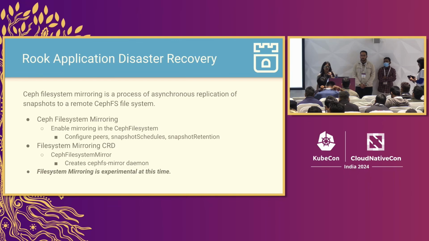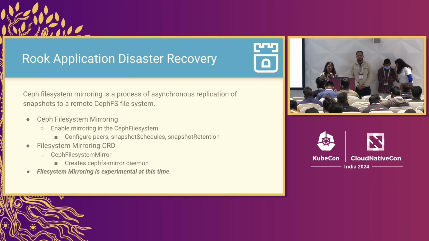It is also an asynchronous replication of snapshots to a remote CephFS file system. It does not have the volume replication and CRs, which is not automated currently, but you can manually configure the peers, the snapshot schedules and the retentions. The details of how we do it are mentioned in the Rook documentation. If you want, you can go through it.